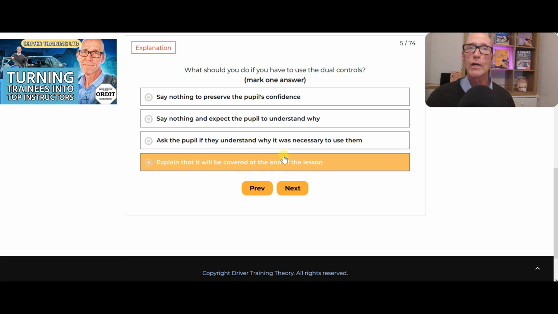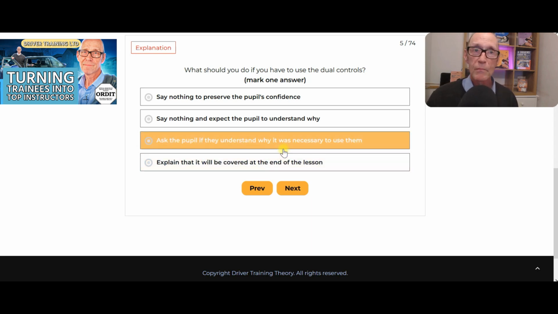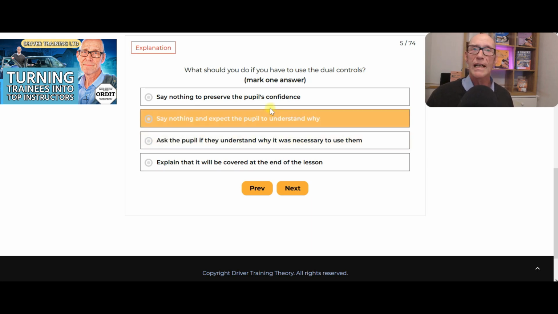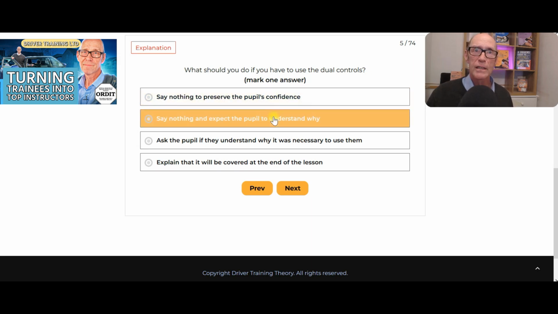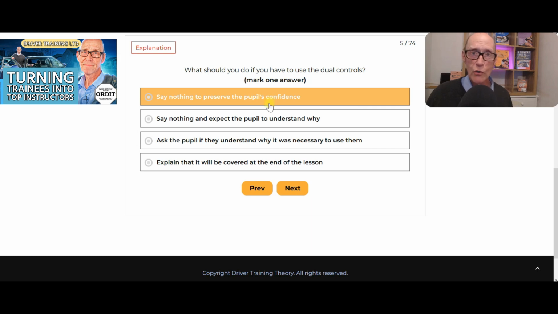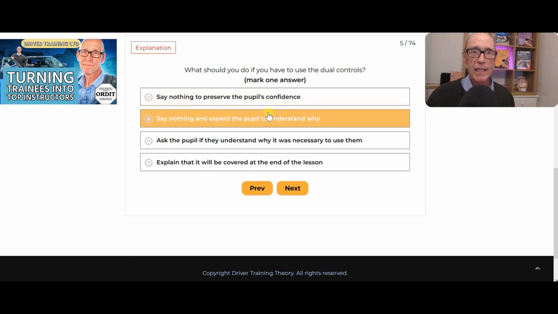Question 5. What should you do if you have to use the dual controls? Well, that means you either have to hit the brake, perhaps grab the wheel. Realistically, stepping in, dual controls, you wouldn't want to say nothing because the pupil's obviously aware of what's happened. In fact, that would start to drain their confidence. They'd think, why are they using the dual controls and not telling me? And also, if we say nothing and expect the pupil to understand, we're not finding out what the real problem is. Did they see that car that you had to hit the brakes for?